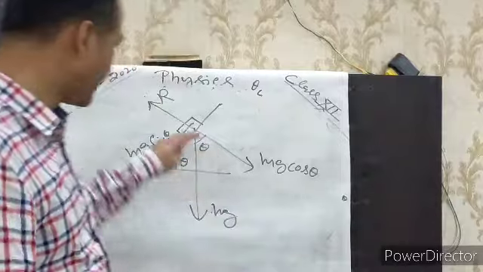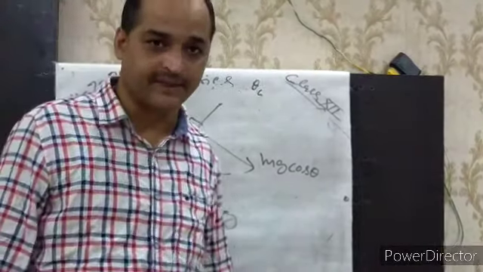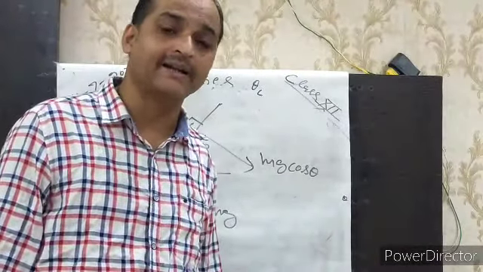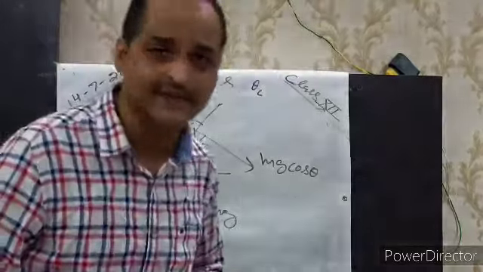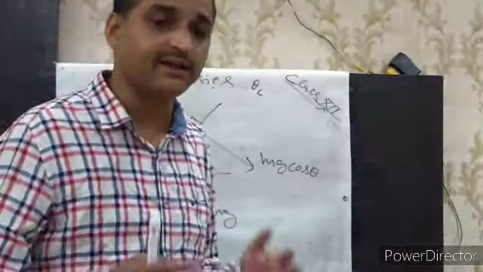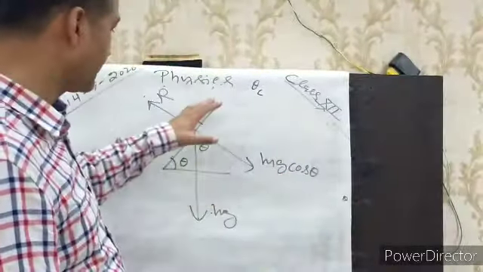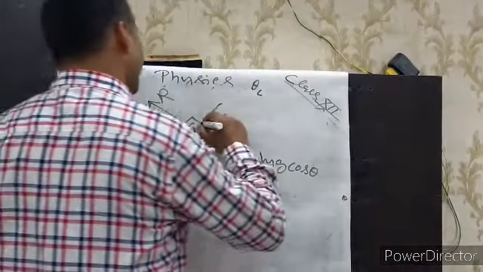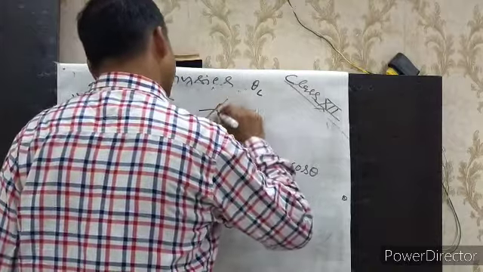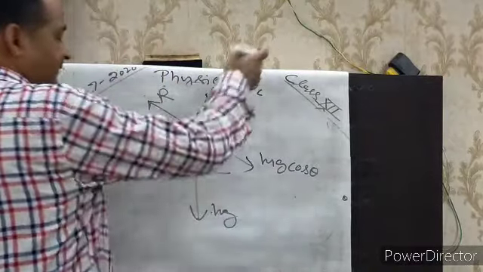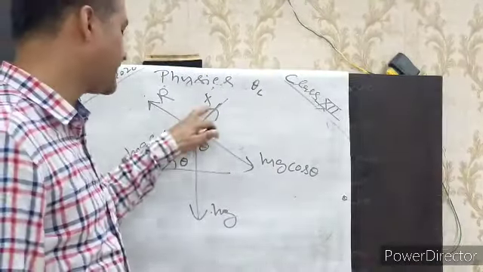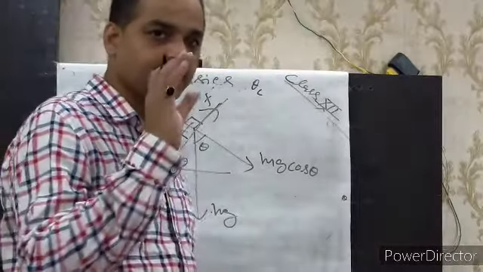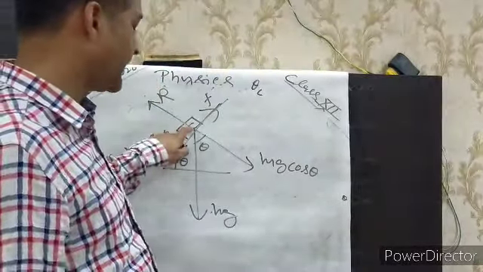Now the body will move in this direction. But if there is friction between these two surfaces, then that friction will act in the opposite direction. Friction always acts opposite to the direction of motion. So if the body is going to move downwards on the inclined plane, friction F will act in the opposite direction. This friction will try to keep the body over here only.